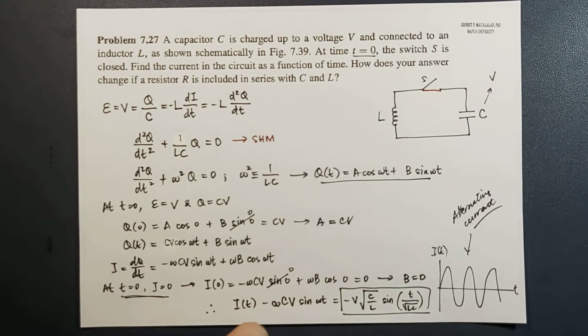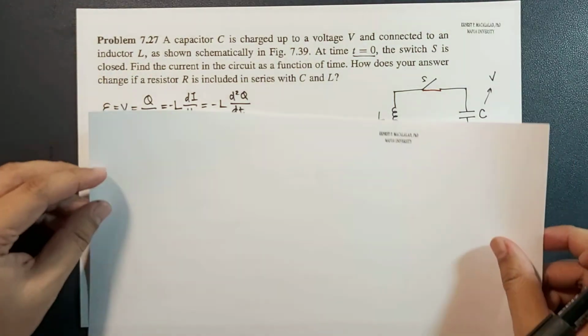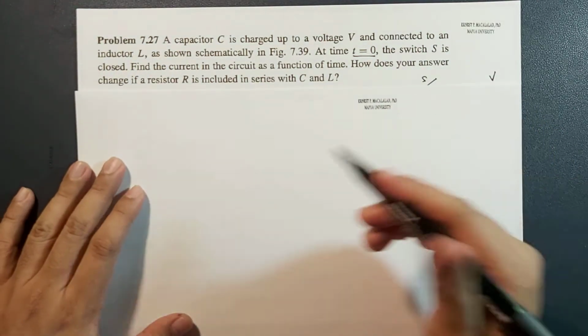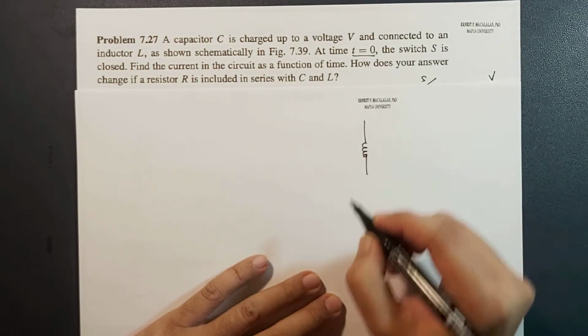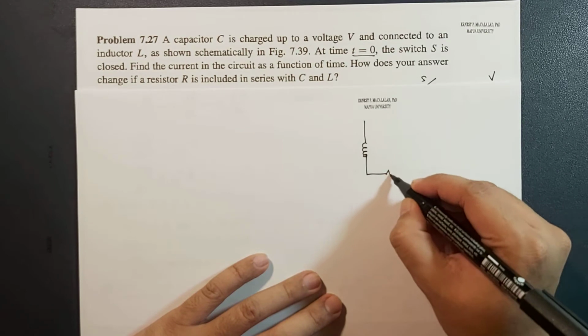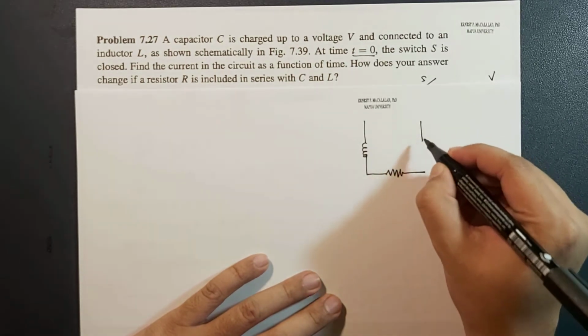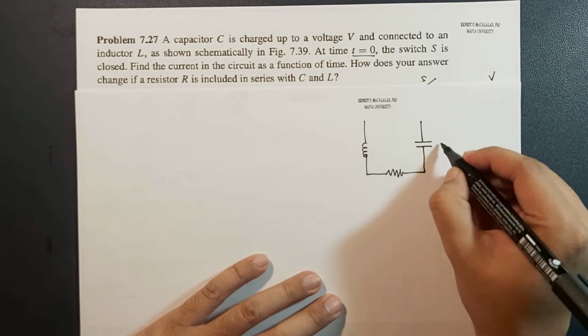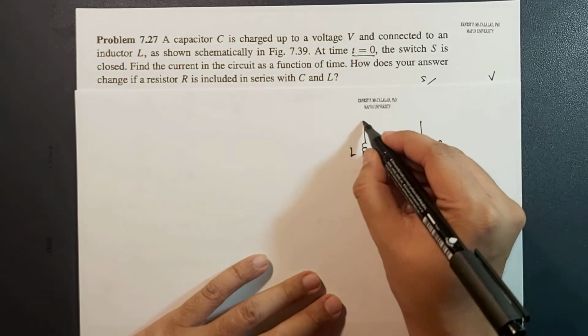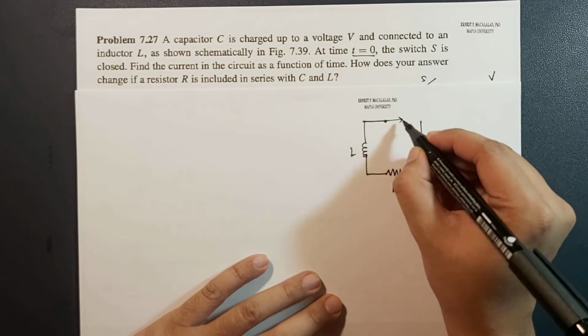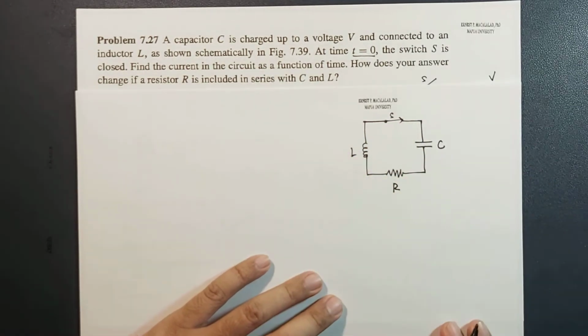Now what happens if we add a resistor in the circuit? Our circuit will now look like this. This is your inductor, this is your resistor, and this is your capacitor. This is now an RLC circuit, and let's say the switch is closed.